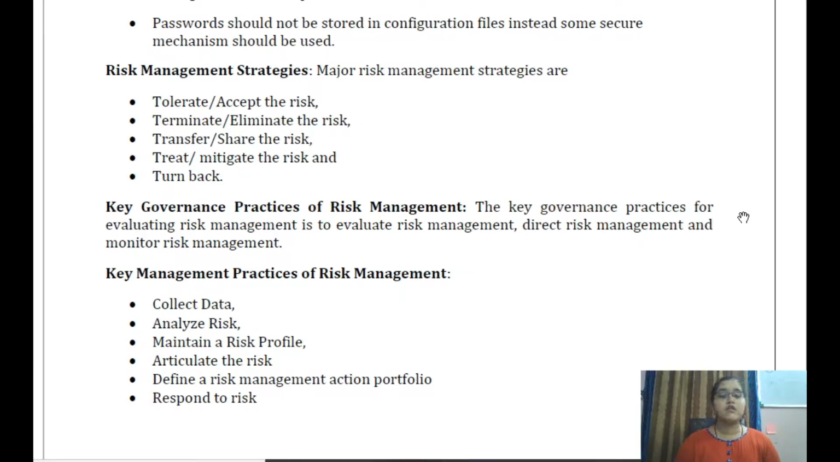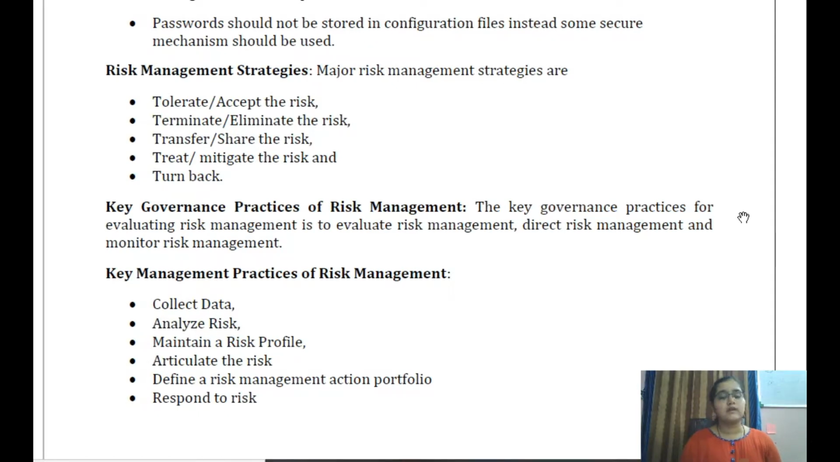Okay, then what are the key governance practices of risk management to understand if the risk management is on track or not? The key governance practices which we need to evaluate for the risk management are: evaluate the risk management, which means try to understand what the risk factors are and how to manage them. And direct the risk management: form a committee from the managing people, and try to address the risk and search for the different methods available to reduce the risk.